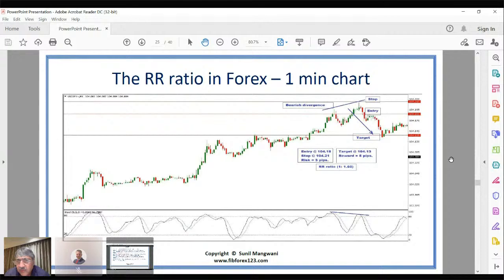Now, if you look at this, this was a bearish divergence and you did have price going down. But what was your risk to reward ratio? I have marked the stop, the entry, and the target. Risk to reward ratio in this was 1:1.6. Obviously, on a lower time frame, the movement is going to be smaller.